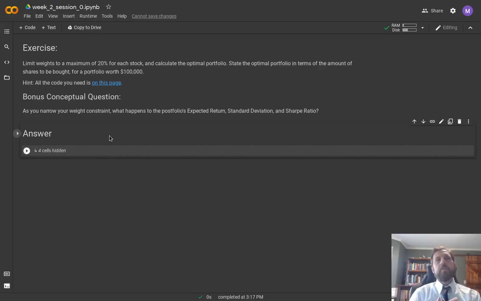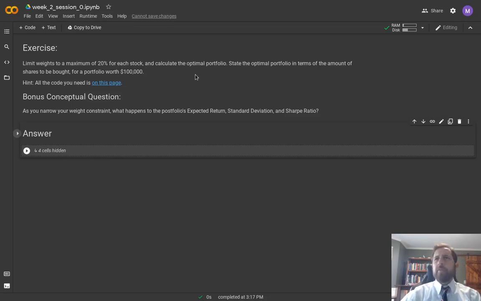Okay, for this exercise, we want to limit the weights to a maximum of 20% for each stock. This is a common constraint put on portfolios so that you can't let one stock dominate the portfolio. Given the variance covariance matrix, if a stock has fundamentally a low covariance with other stocks and a high return, then the mean variance optimization may put 80% of the portfolio in that stock. So it's common to add a constraint such that no stock can be more than 20% of your portfolio.